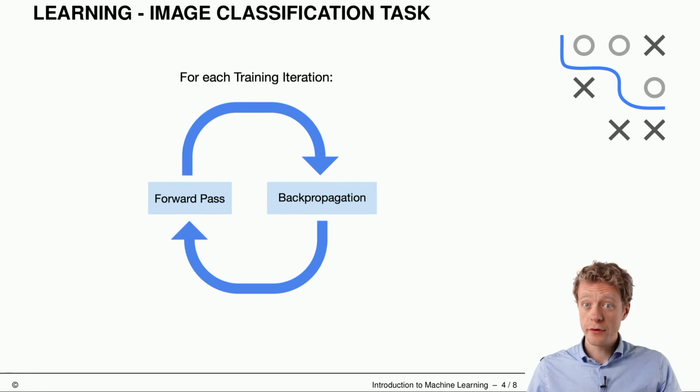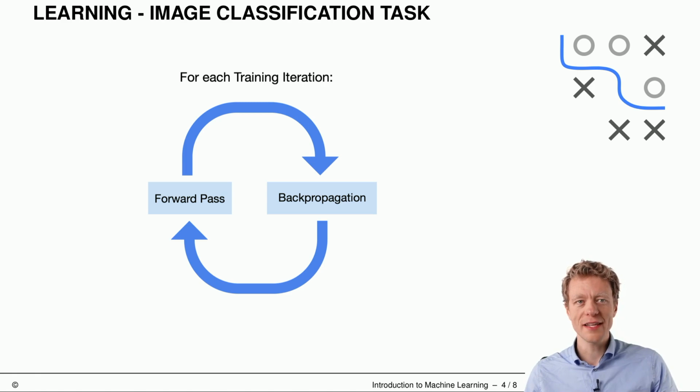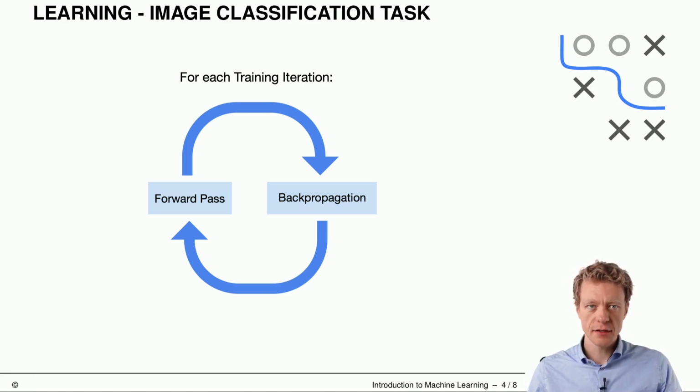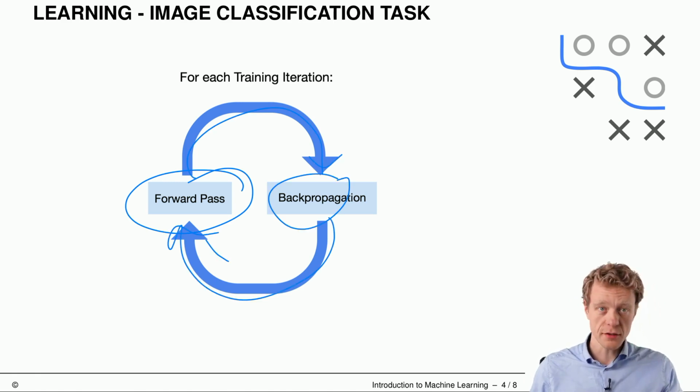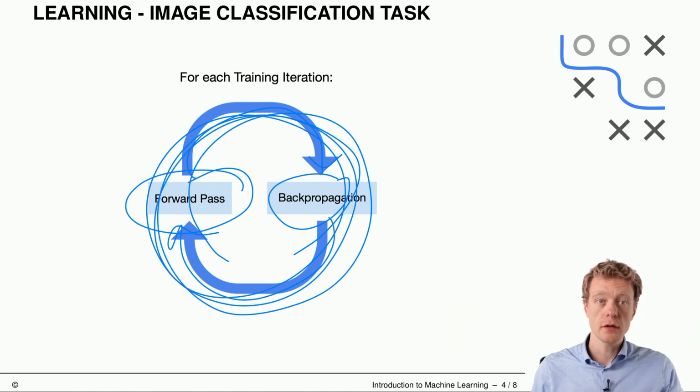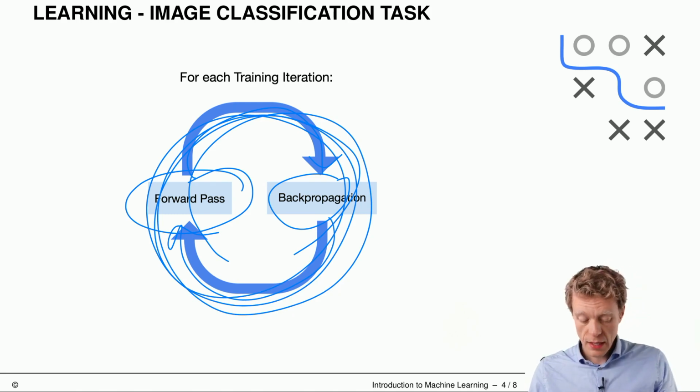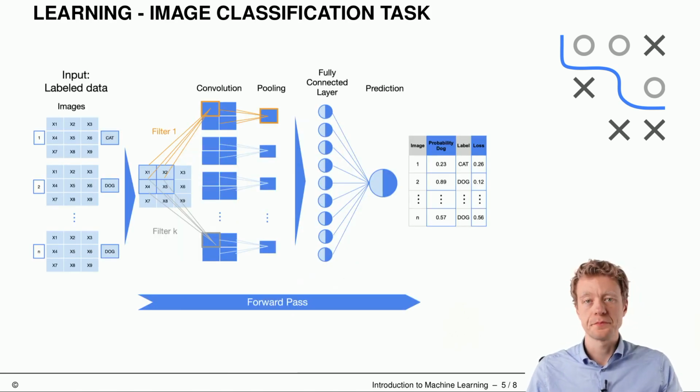Okay, how does learning work in a neural network? We decided to give you an example of image classification, which is perhaps slightly more complicated, but basically the idea is the same. So then at least you have seen this already. This is an iterative approach. First we have a forward pass, then we have something called backpropagation, and this goes in a circle on and on until we are finished. So how does this work exactly?